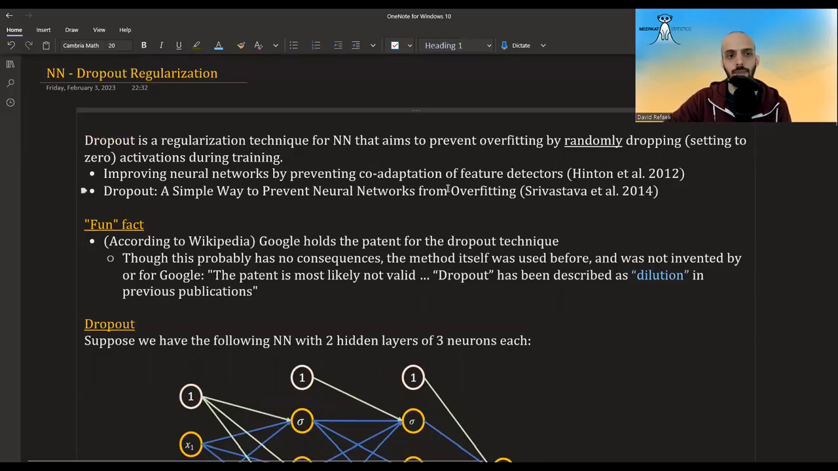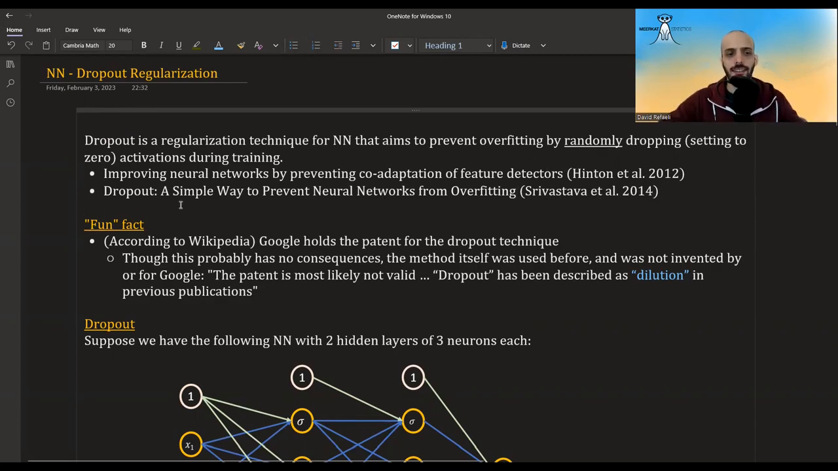Hi guys, in this video I'm going to talk about dropout regularization. Dropout is a regularization technique that helps to prevent overfitting by randomly dropping out, which means setting to zero, certain activations during training. This method, which became known as dropout, comes from these two papers by Hinton and associates and Srivastava and associates. I hope I'm pronouncing it right.